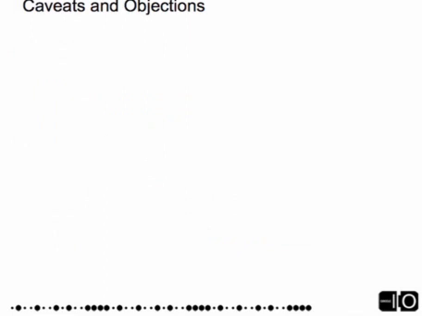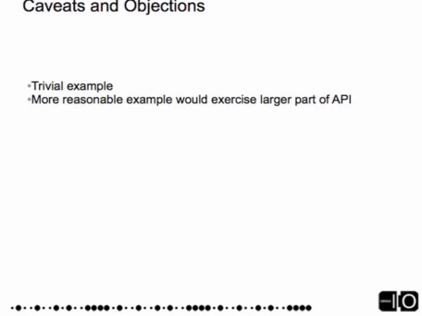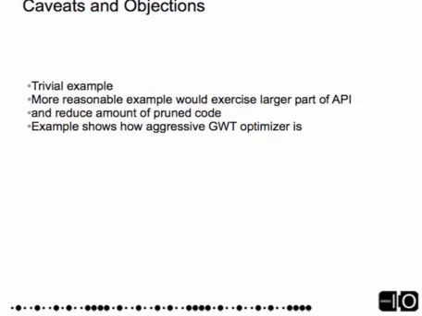Now, some people are going to object to this. They're going to say, it's a trivial example. You have only one CSS selector. You're not doing much. A more reasonable example would exercise a larger part of the jQuery API and reduce the amount of stuff that you can prune. That's all true. I just wanted to show you that if you take care in the way you write your code, how aggressive, how extreme the GWT compiler can be in terms of optimizations.